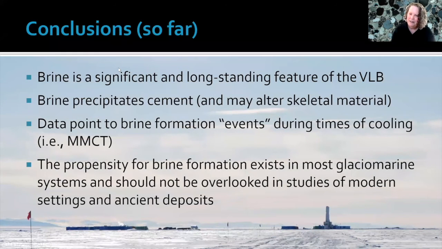So what we can say so far is that the brine appears to be a significant and long-standing feature of the Victoria Land Basin, present probably since the mid-Miocene at least. So it's much older than the brine that we see in the McMurdo Dry Valleys. This brine has precipitated a lot of cement, and it may alter skeletal material. The data we have so far point to brine formation events during times of cooling. And it should be said that this propensity for brine formation exists in many glaciomarine systems and shouldn't be overlooked in studies of modern settings and ancient deposits.